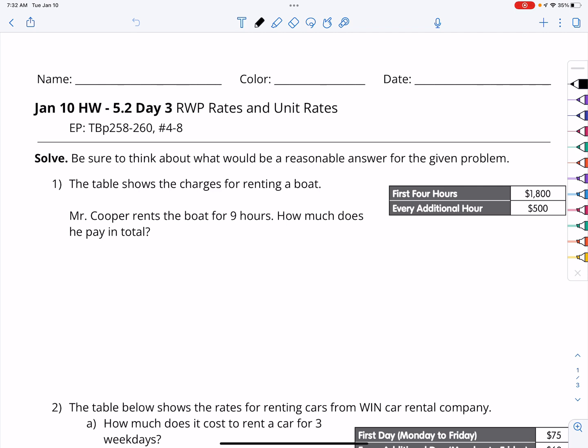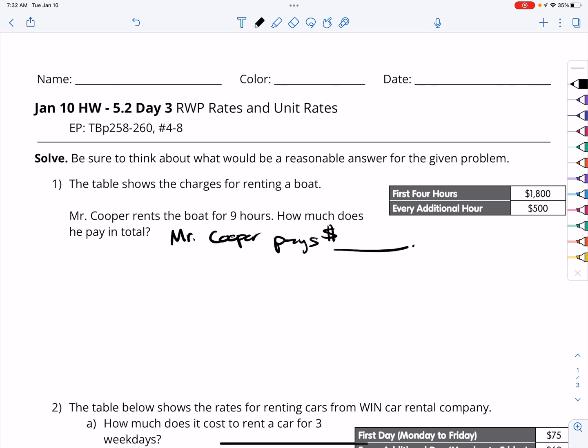So, question number 1, the table shows the charges for renting a boat. Let me turn the microphone a little bit better. So the table shows the charges for renting a boat. Mr. Cooper rents the boat for 9 hours. How much does he pay in total? All right. So Mr. Cooper going on a sunset cruise. So Mr. Cooper pays blank, and these are dollars.